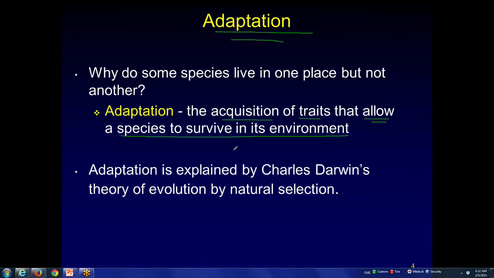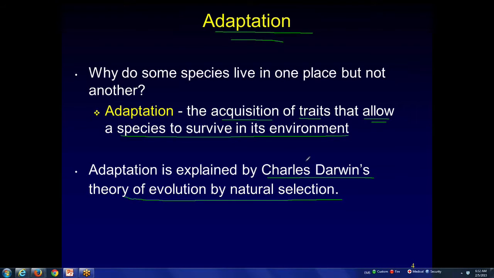So anytime you acquire a trait that allows you to survive better in your environment or to cope with your environmental, I guess, strains, we might call it, that's an adaptation. And that's explained by Charles Darwin's theory of evolution by natural selection.